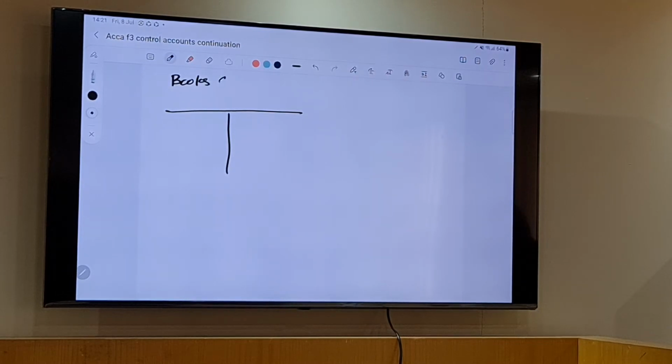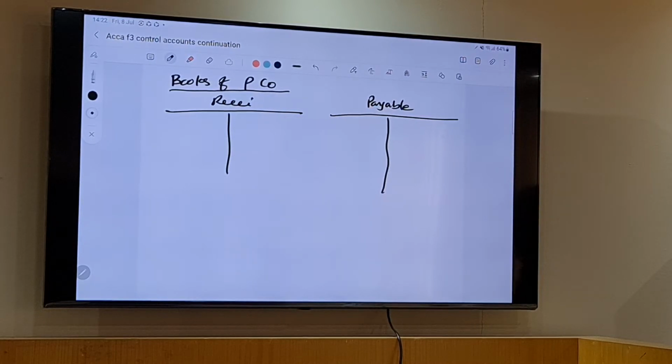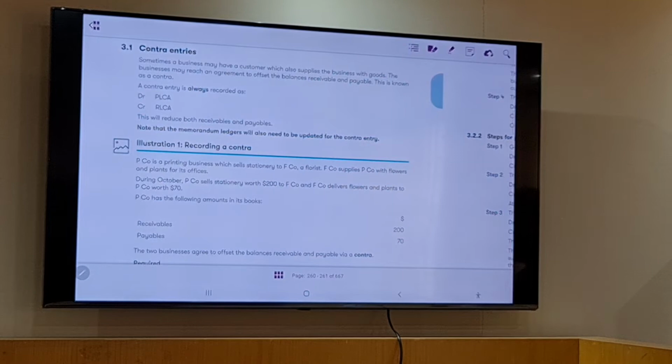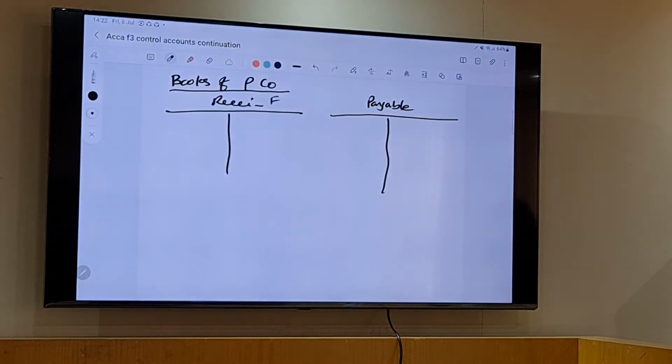Books of P company. You have receivable and then payable. Now, for the sake of understanding, we will assume it's only one customer and one supplier. In that case, receivable from which company is that? F company, right? So receivable F company, payable also F company.